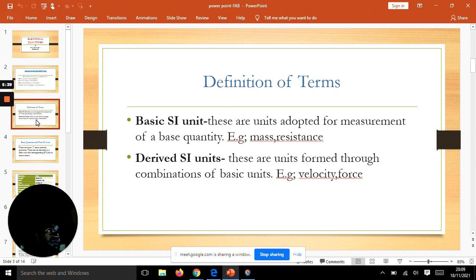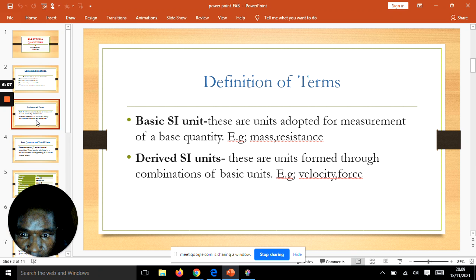What do we understand by the term basic SI units? The basic SI units are measurements of a base quantity, or these are units adopted for measurement of a base quantity. Examples of base quantities are mass, resistance, and so many others that we shall look at in another slide below here.